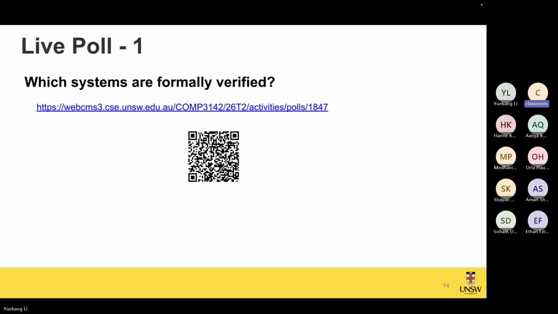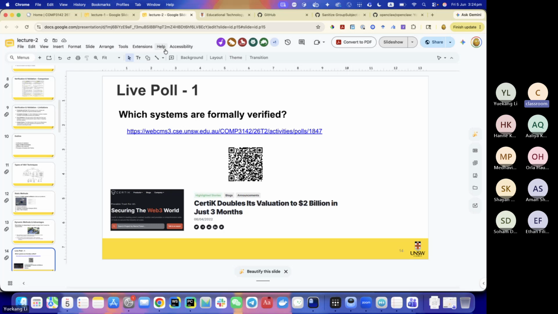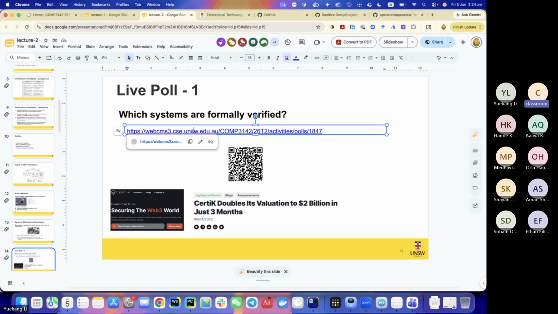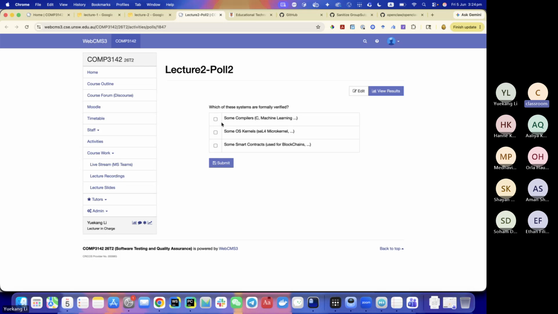So now we have learned about different techniques, and let's have a quick live poll here. Which systems do you think are formally verified? Formal verification means that human experts are trying to inspect the code and try to prove that the code satisfies certain properties. So all the systems here are tested. I can guarantee you that they are all tested, but are they all formally verified or not?